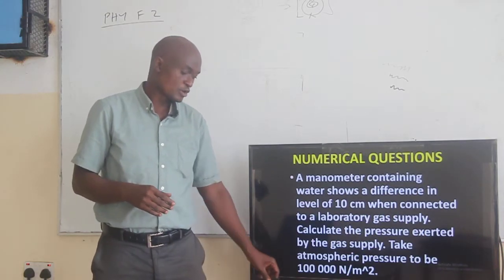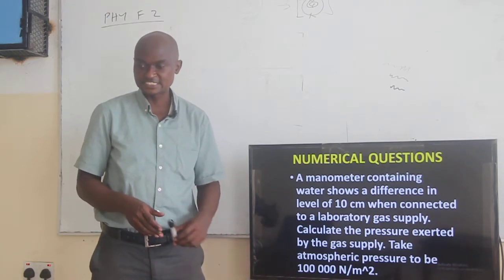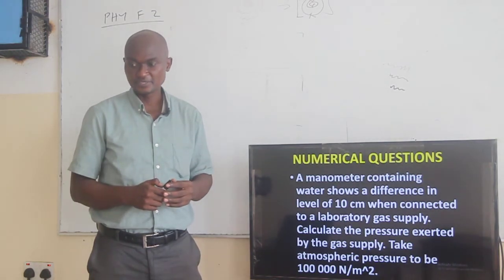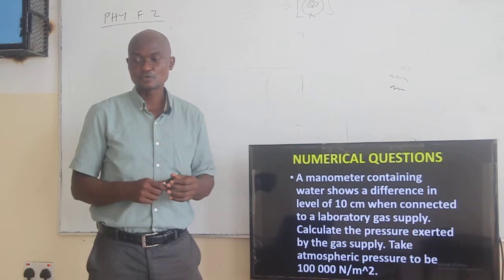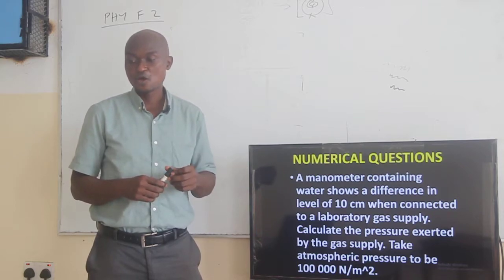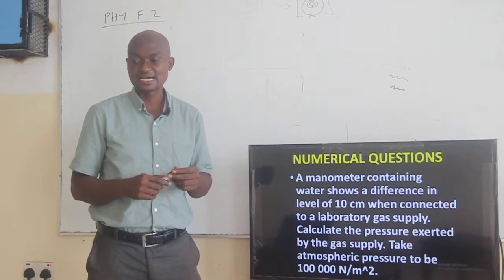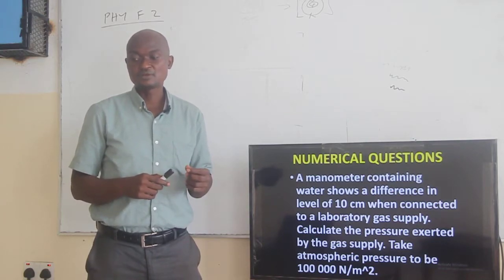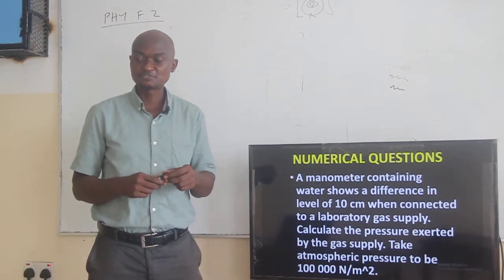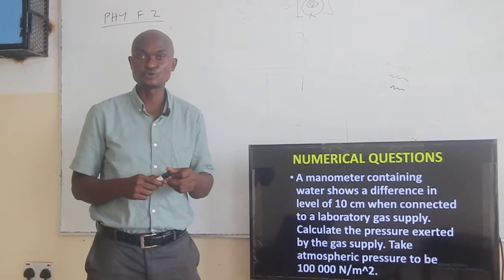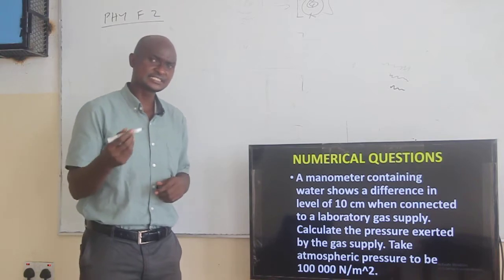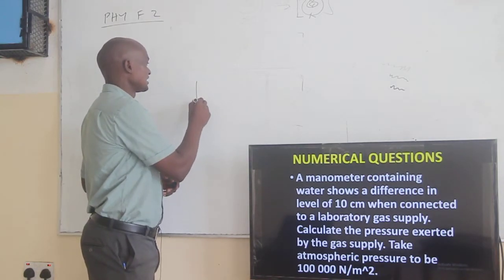Let's go to the numerical question. Here is where I'm going to write on the board, as well as the last question. A manometer containing water shows a difference in level of 10 centimeters when connected to a laboratory gas supply. Calculate the pressure exerted by the gas supply. You're told to take atmospheric pressure to be 100,000 Newton per meter squared. That's what the symbol means. So in this case, we basically have a situation like that.